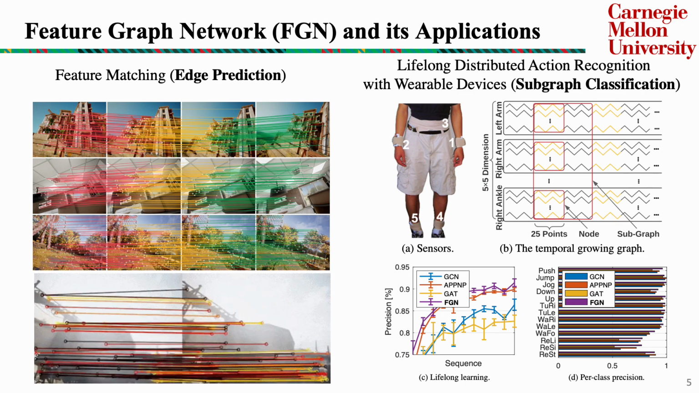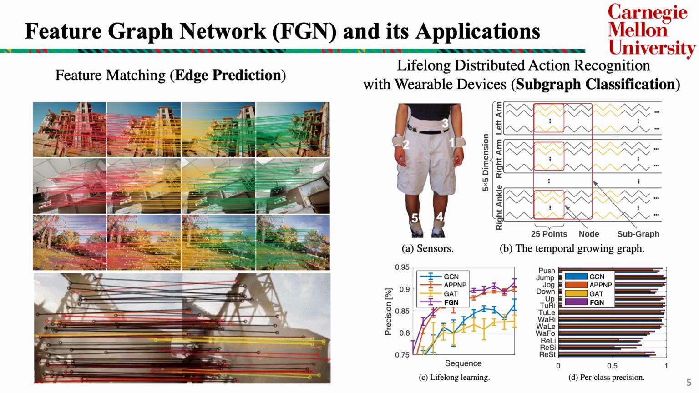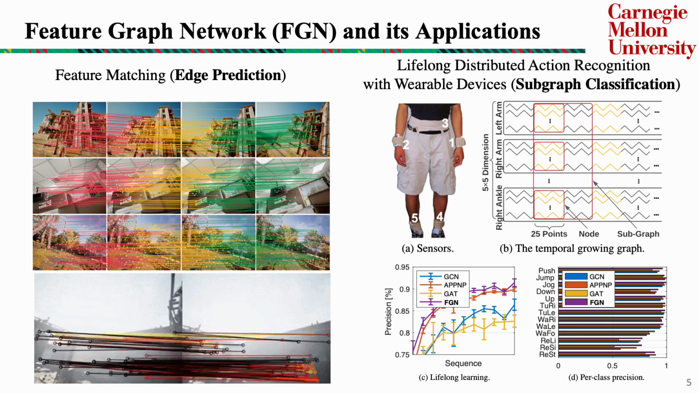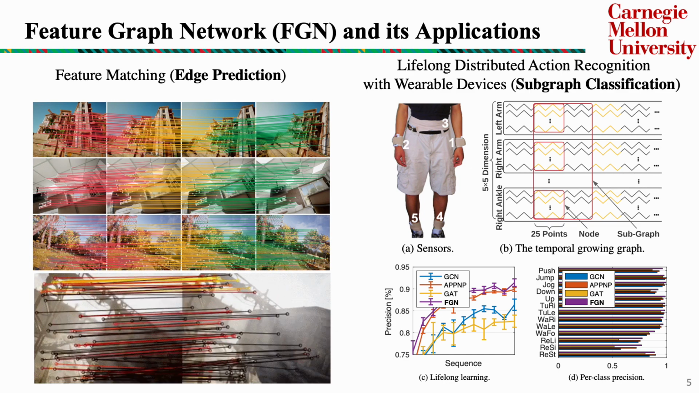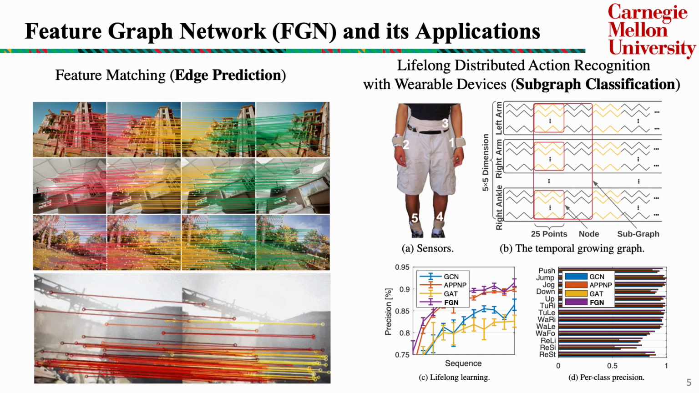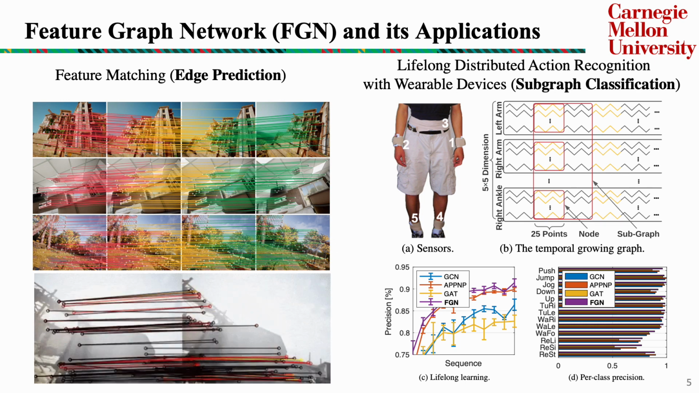As shown in the left figure, it is quite robust to severe motion and illumination change. In the application of action recognition, we also achieve higher accuracy and require less learnable parameters compared to the state-of-the-art graph models.